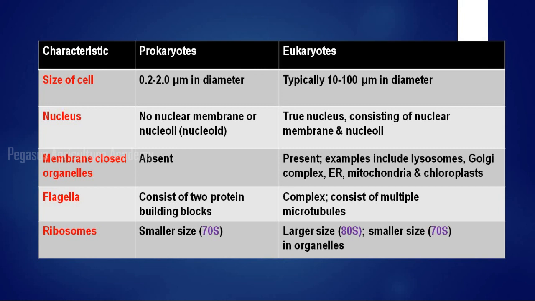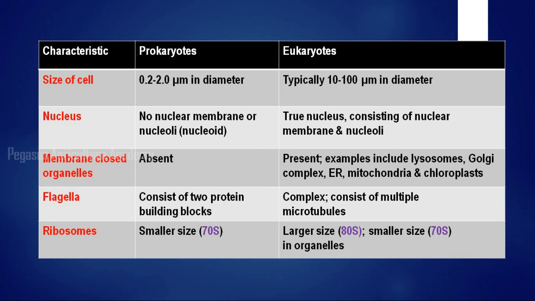But in case of eukaryotes, the flagella is very complex. It consists of different microtubules. It is made up of different types of proteins. The structure will always be very complex when compared to that of prokaryotes. And next one is the ribosomes.